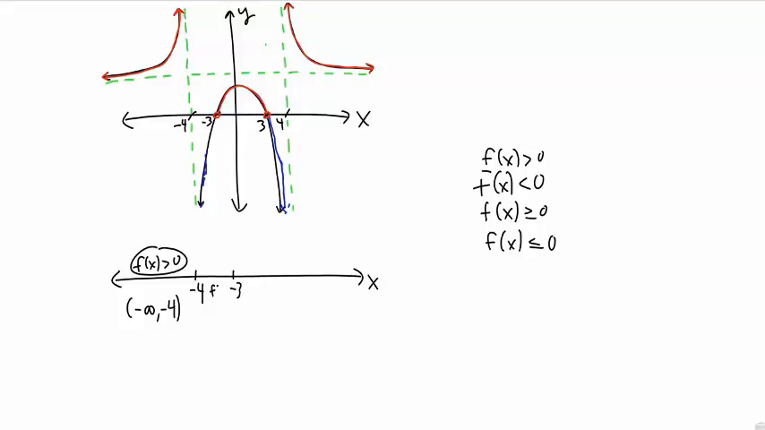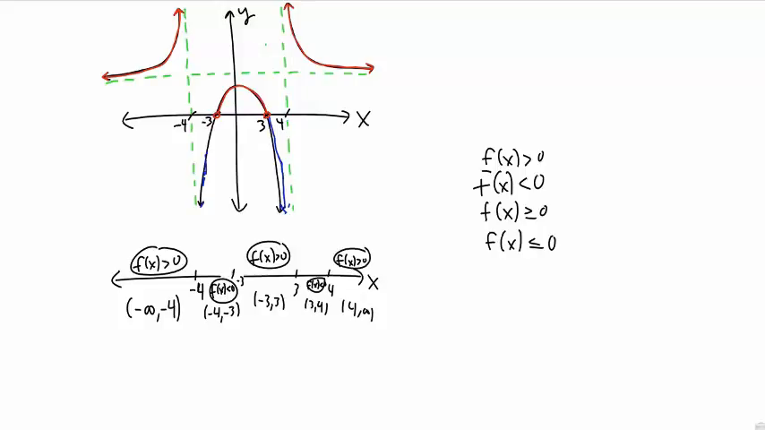Then the function is negative on negative 4 to negative 3. It's positive on negative 3 to 3. On 3 to 4, it's negative. And on 4 to infinity, it's positive.